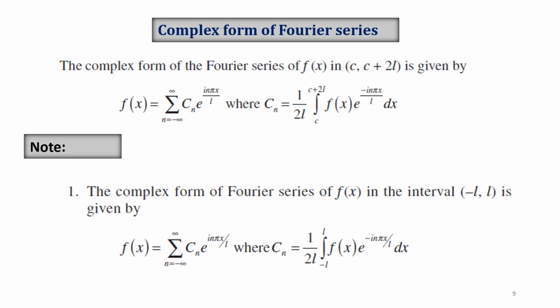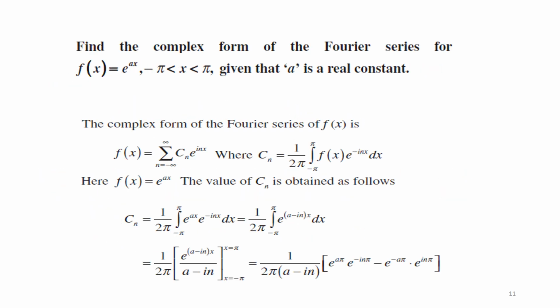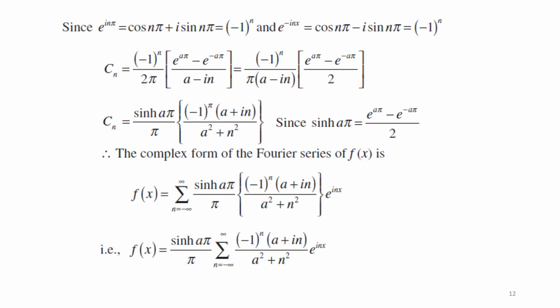If the interval is minus l comma l, you will use this formula. If it is 0 to 2 pi, this is the formula, and for minus pi to pi, this is the formula. For i n pi alone, I am using all these things. Then after substituting the value, I'll get minus 1 power n divided by 2 pi into a minus i n, e power a pi plus minus e power a minus pi divided by 2.